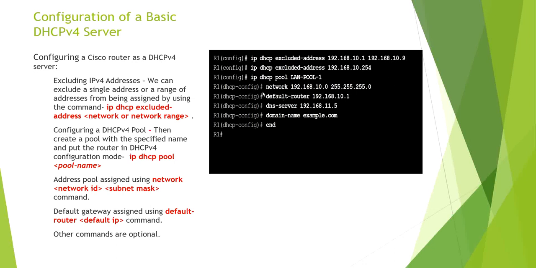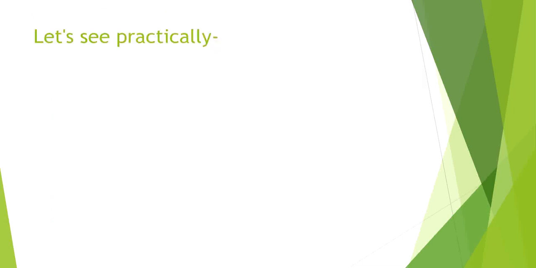So after that we will give a default router. Default router is for the gateway. Okay, so default router we are giving 192.168.10.1. We already kept it excluded, right? So that one we are using here. And the DNS server you can give or can leave, not a problem. Domain name also not a problem. So up to default router you must set. So let's see practically.